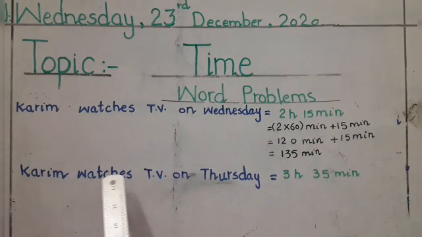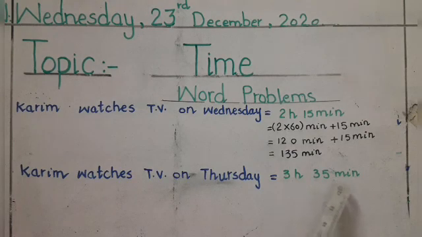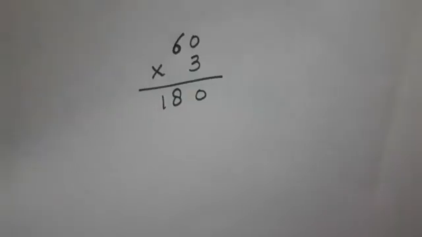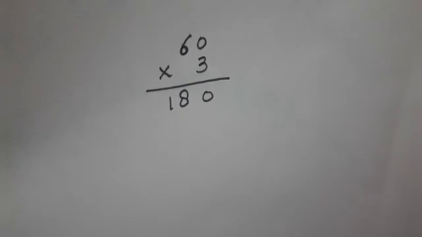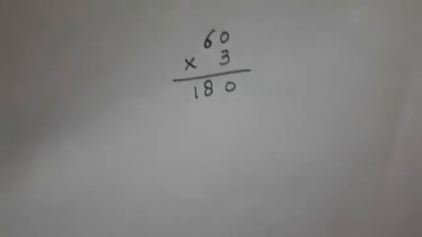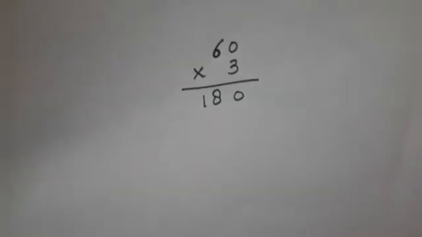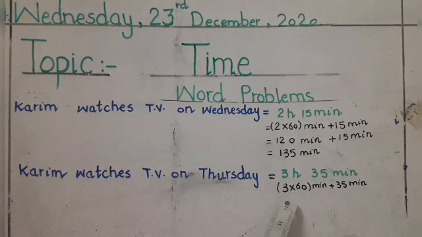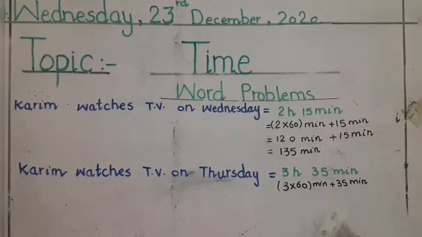Now Kareem watches TV on Thursday. Now let's try to solve it. 3 hours and 35 minutes. In the same way we will solve this. 3 multiplies 60 plus 35 minutes. Okay students, now 3 zeros are zeros and 3 6s are 18. So we got this answer. So students, 3 multiplies 60, 180 minutes plus 35 minutes. On the next line we will write 180 minutes plus 35 minutes.